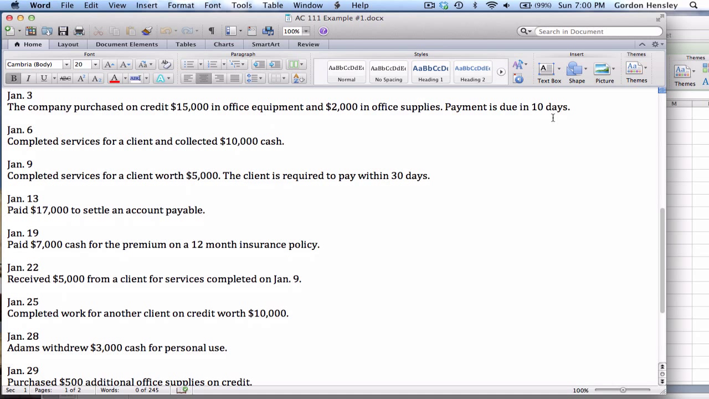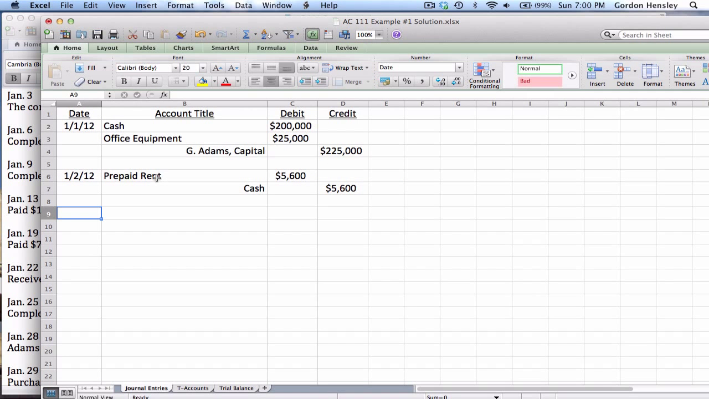So I know this is going to have to involve some kind of a liability. And I also know, because there are two different amounts, this is going to be a compound journal entry with more than 2 lines. Now in this case, what am I purchasing? I'm purchasing office equipment and office supplies, and this is occurring on the 3rd of January. Well, office equipment and office supplies, they both happen to be assets.